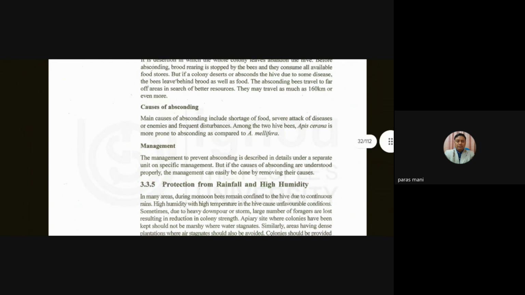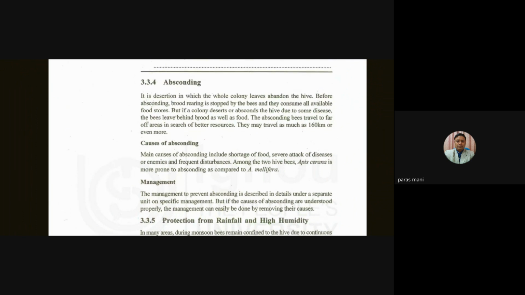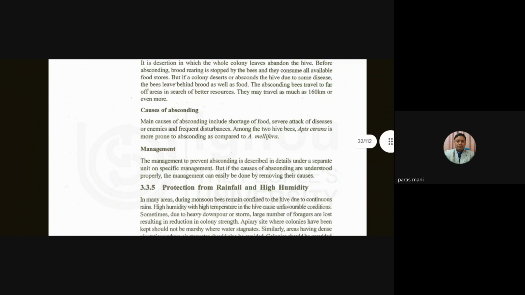During shortage of food, one observation is that they may travel up to 160 kilometers or even more in search of better food resources. And if a bee travels so long, it can never return back. So the causes of absconding are shortage of food, severe attack of diseases or enemies, and frequent disturbances.